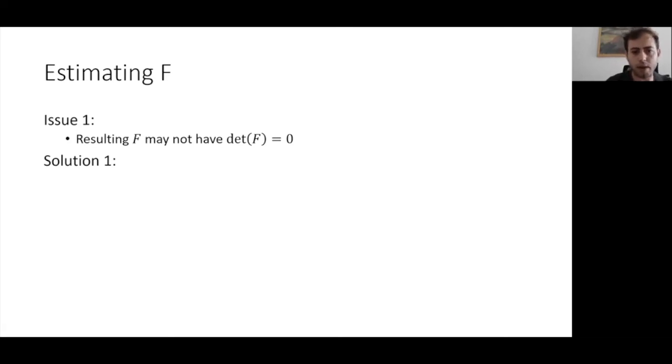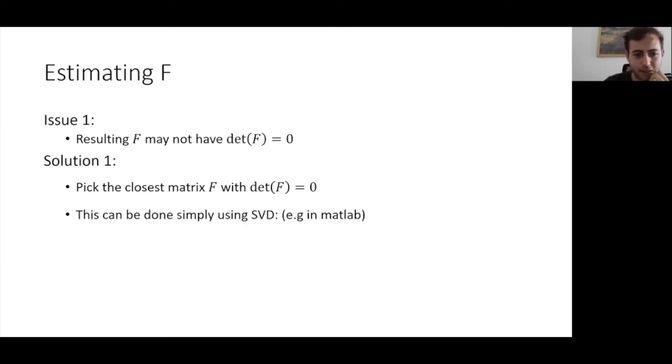Okay, so how can I project F to have a rank 2? Again, with SVD, yeah, so low rank SVD approximation is helping us a lot. So again, we can project this matrix to be of rank 2 by just zeroing the smallest singular value and calculate F.